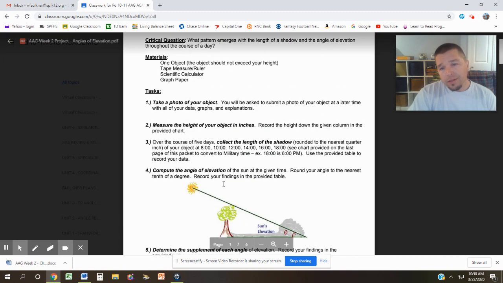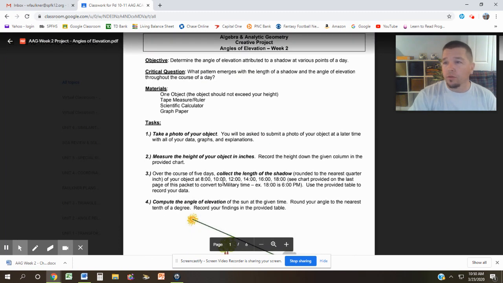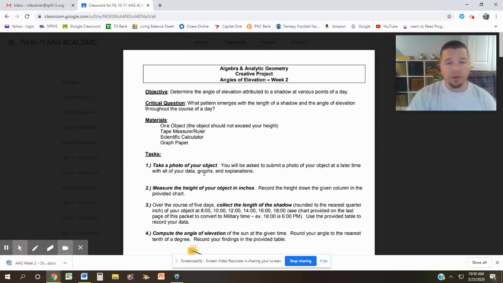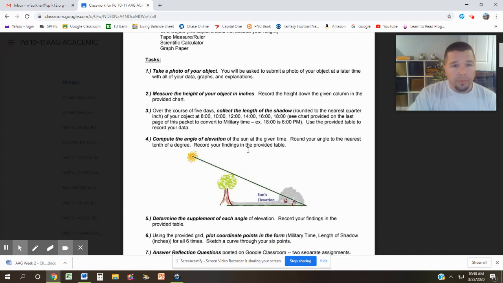Now, this should all take you somewhere around 2 hours, at most 2.5 hours. That includes going outside, measuring, and then coming back and recording your data. All right, so spread out over 5 days. It shouldn't take you more than 30-something minutes each day. All righty, so here is what we're going to talk about.